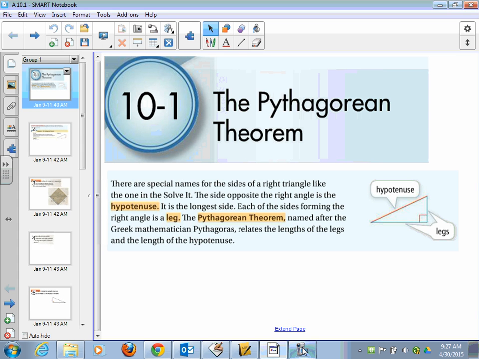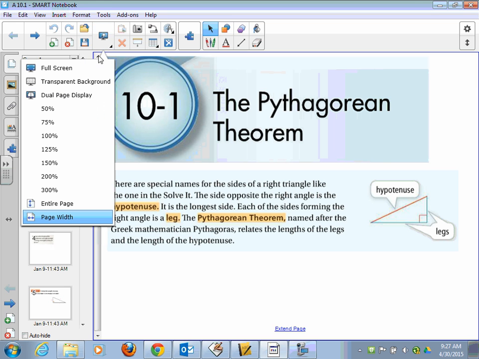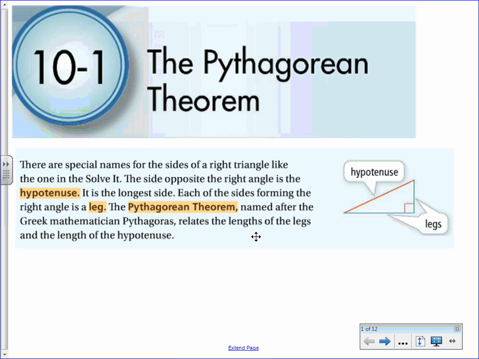All right, this is 10.1, the Pythagorean theorem. And what we're doing is we're dealing with a triangle that has a hypotenuse and two legs. So I would draw this into your notes and copy this down here.